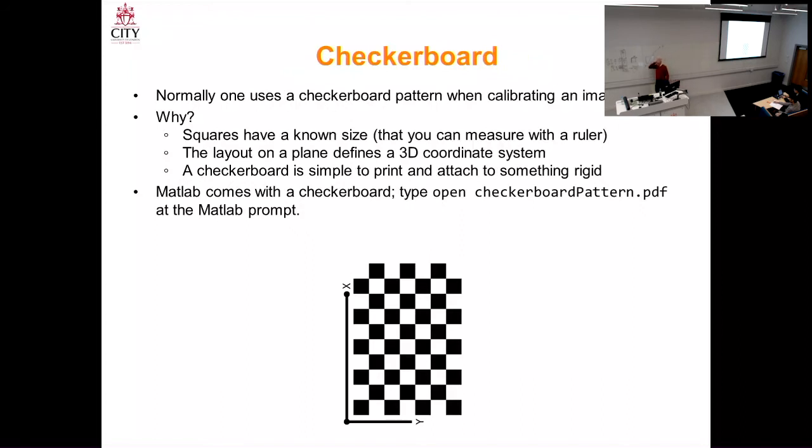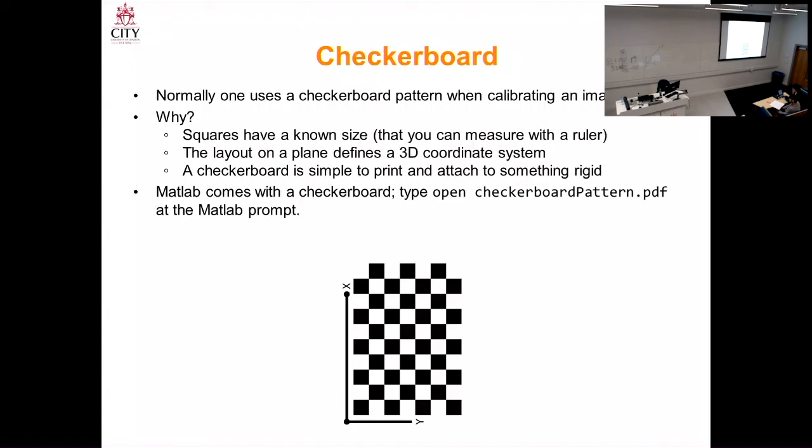To calibrate a camera, usually what you use is a checkerboard. This is actually a very special checkerboard because the size of each square is known. You can print this thing out, and when it comes out, every square is 25 millimeters. What you can do is print this out, and this actually defines a coordinate system.